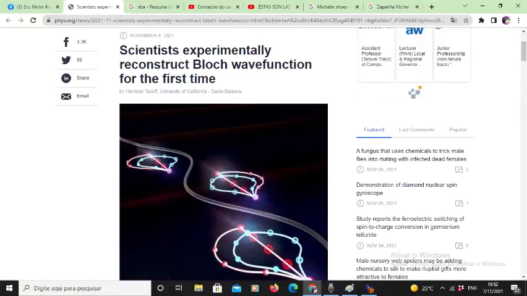Scientists experimentally reconstruct Bloch wavefunction for the first time, by Harrison Tassoff, University of California, Santa Barbara. In the lower right, a near-IR laser separates the two electrons, empty circles.